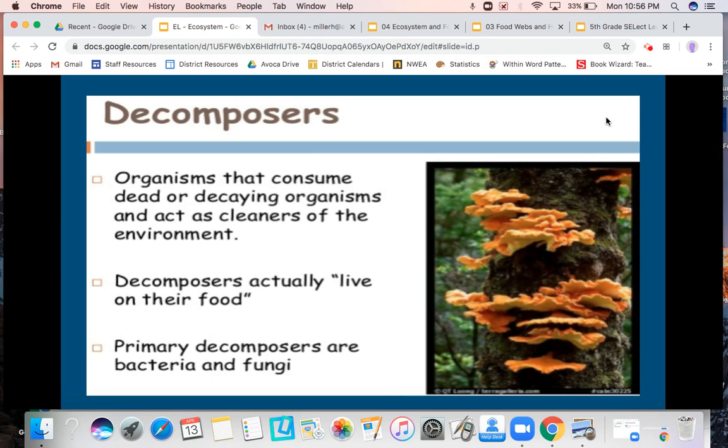Decomposers are things that we can't really see. They're tiny little bacteria or fungi, and they're organisms that consume dead or decaying organisms and act as cleaners of the environment.